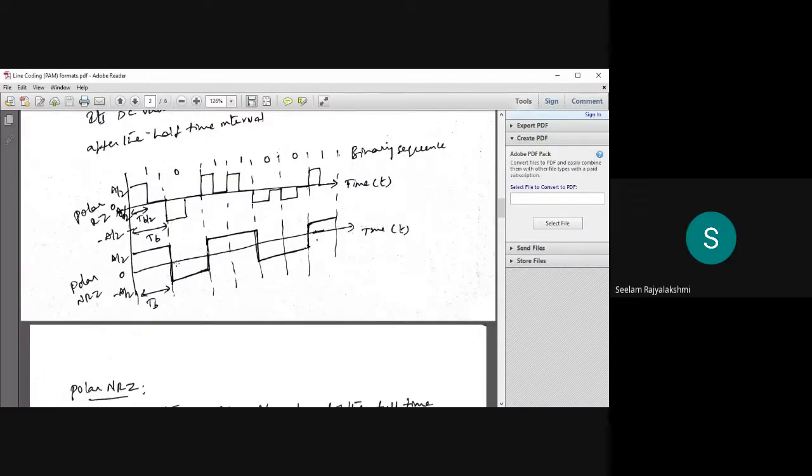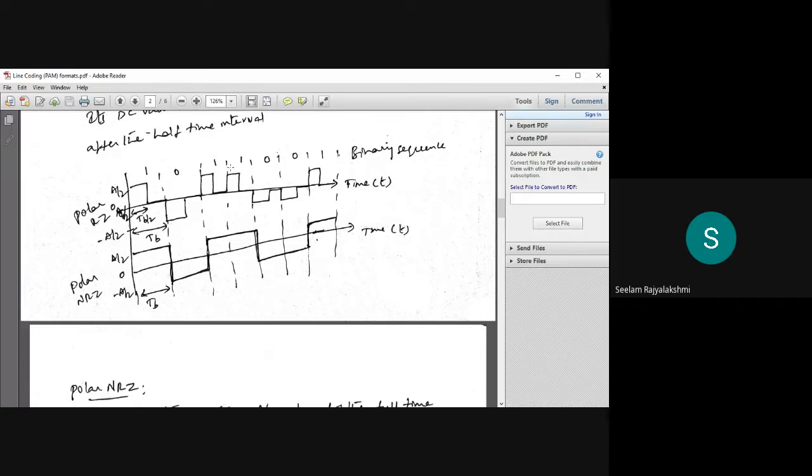Here if you consider the pulse non return to 0, let us see. We consider the same binary values 1 0 1 1 0 0 1. The pulse starts from A/2 because of the 1, and it does not return to 0. It is not going to 0. For the 0 it takes the negative value, minus A/2.